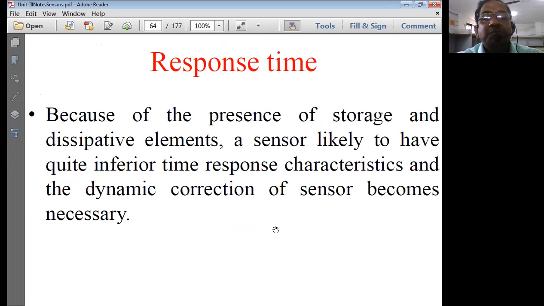The next is response time. The response time of a sensor is quite inferior because sensors are normally slow devices, whereas electronic circuits are fast devices. Because of this mismatch, the response time is definitely going to be quite inferior. Dynamic correction of the sensor output becomes very necessary. That means dynamic correction has to be done for the sensor outputs because of these imbalances in the response of the sensor with respect to the response of the electronic circuits.